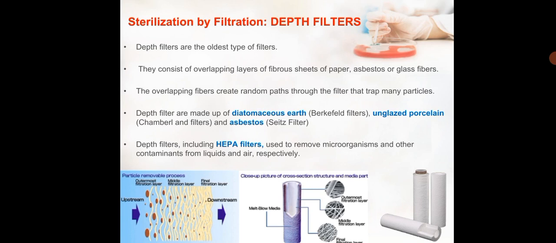Second is depth filters. Depth filters are the oldest type of filters. They consist of overlapping layers of fibrous sheets of paper or asbestos or glass fibers. The overlapping fibers create random paths through the filter that trap many particles. Depth filters are made up of diatomaceous earth in case of bulk-filled filters, unglazed porcelain in case of chambered filters, and asbestos in case of Seitz filters. Depth filters, including HEPA filters, are used to remove microorganisms and other contaminants from liquid and air respectively.